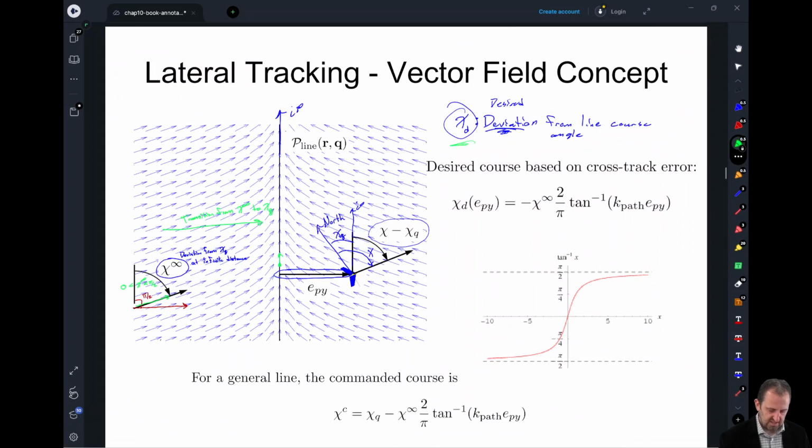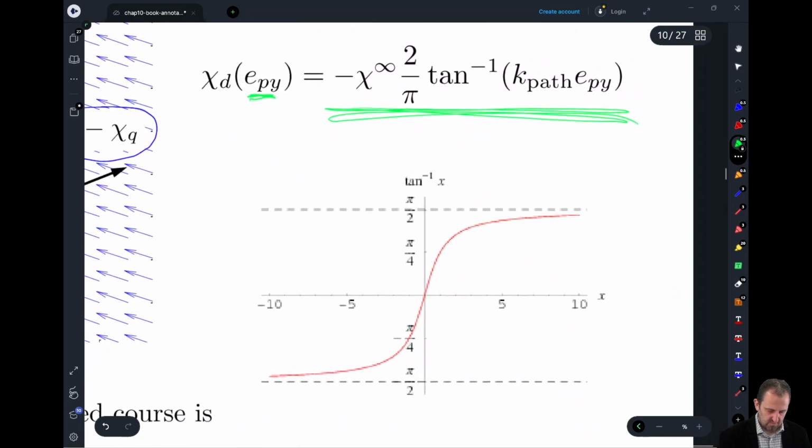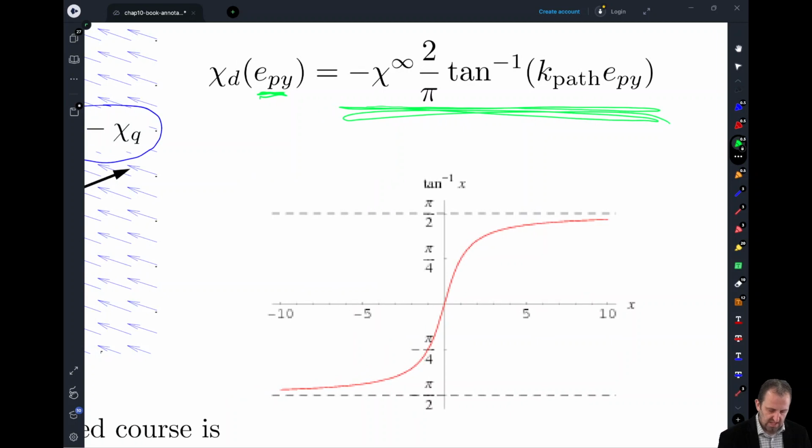Okay. So that's why we're going to define this desired deviation angle. We'll let it be a function of the error in the y direction, right? So the further out, the more we want to point directly at the line. The closer we are, the more we want to point along the line. So that's what this guy is doing right here. Let's dissect this equation right here. This tangent inverse that we're taking acts as what is known as a sigmoid function.